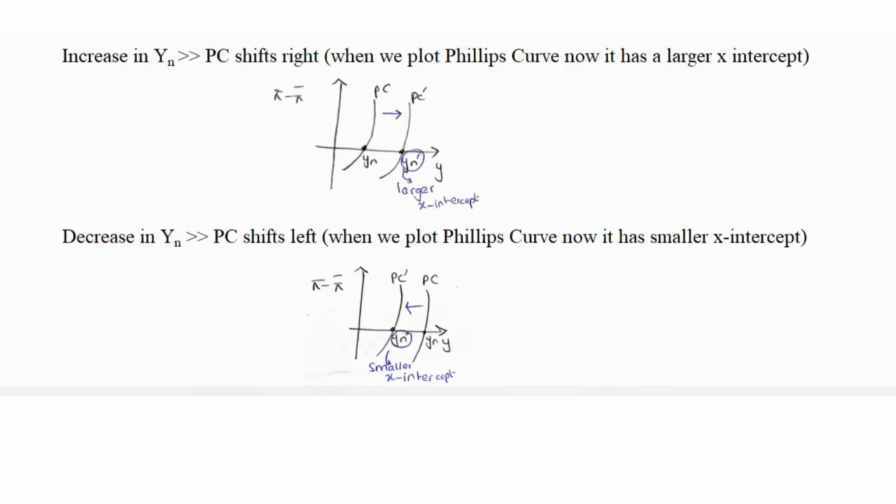Now let's look at how the Phillips curve will shift if there's an increase or a decrease in the natural level of output. An increase in the natural level of output will shift the Phillips curve towards the right. An easy way to think about this is that the x-intercept of the Phillips curve is always the natural level of output. So when the natural level of output increases, when we plot the Phillips curve, it will have a larger x-intercept, so it shifts towards the right. A decrease in yn will shift the Phillips curve towards the left. Because again, keep in mind, it will always have an x-intercept, which is the natural level of output. So when there's a decrease in the natural level of output, when we plot it, it will have a smaller x-intercept, so it shifts towards the left.